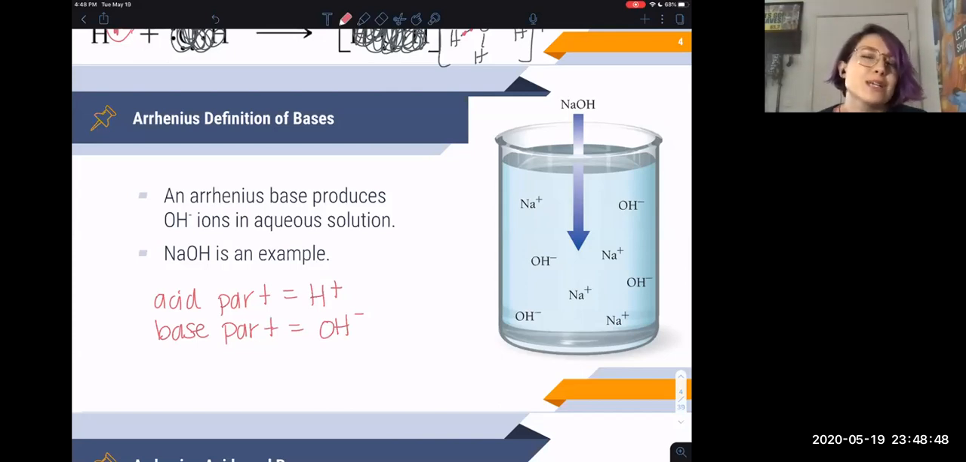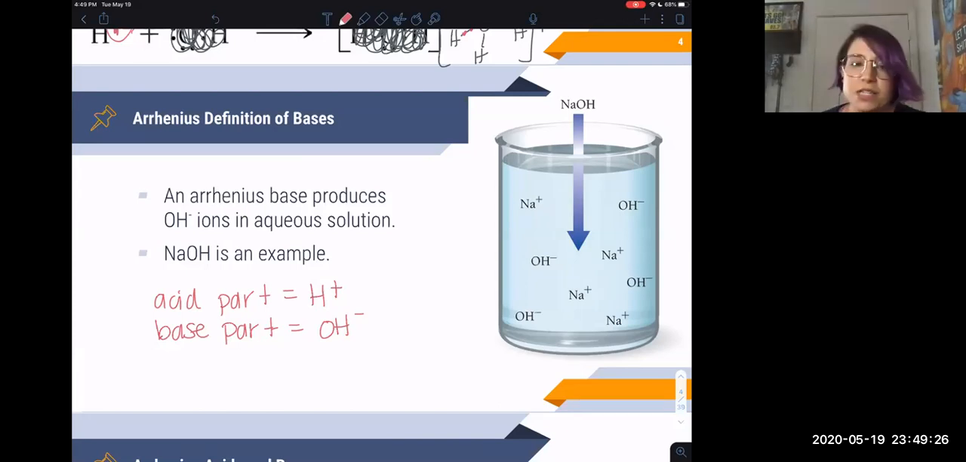Do you see why water is considered neutral? What happens when I get H+ and OH- together? What do they make? Y'all know this. You talked about your net ionics. We did all this already. See, cumulative. H+ plus OH- makes H2O. Yes. So that's why water is neutral, because it has an acid part and it has a base part, so they cancel out.